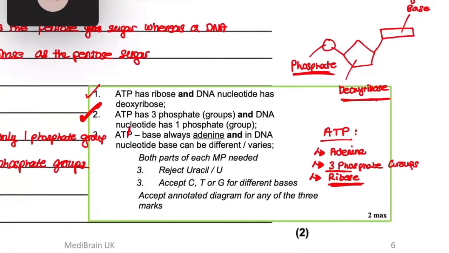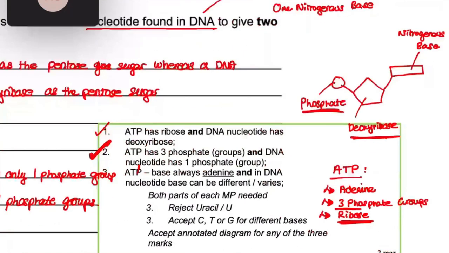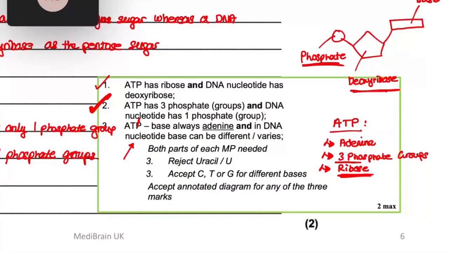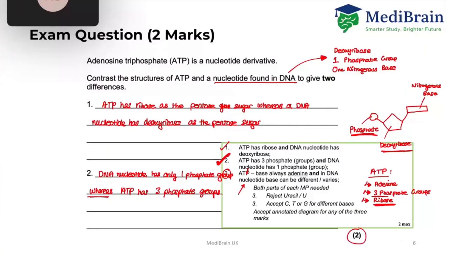Now the only thing we didn't say was, and there were 3 possible marking points over here. ATP base is always adenine. You could have said that. And in a DNA nucleotide, the base can be different. It can vary. So that's another point that you could have said there for your second mark. Okay, but we've got 2 marks in that question.